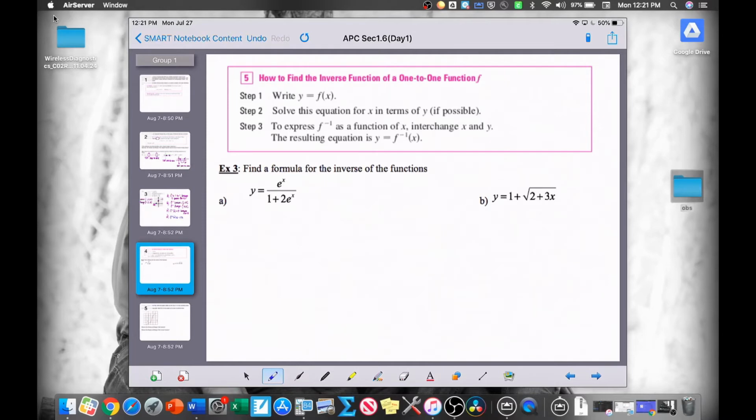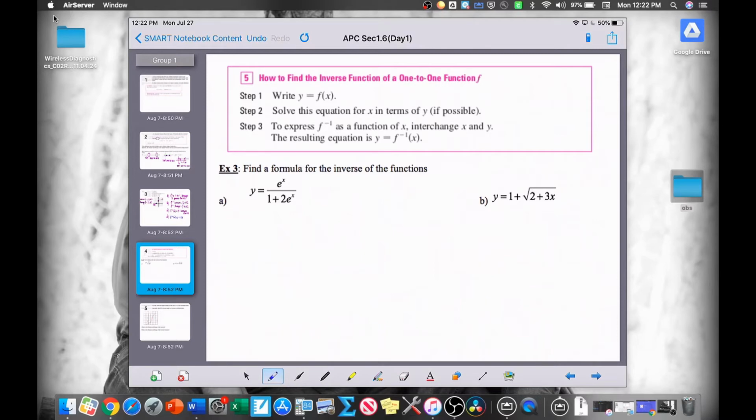I think this will make more sense as we go through it. We've definitely done this before, both in Algebra 2 and in pre-calculus. The equations that we worked with may have been a little bit less complicated, but it is the same process. If we look at example A, it's already written as y equals, so I don't have to worry about that. If it had been f of x equals e to the x over 1 plus 2e to the x, I would have just replaced f of x with y. So step 1 is done.